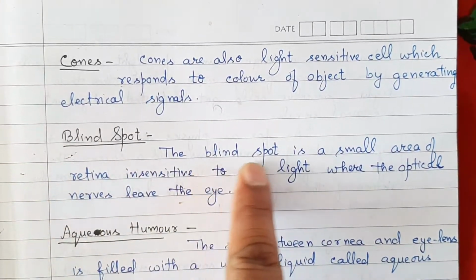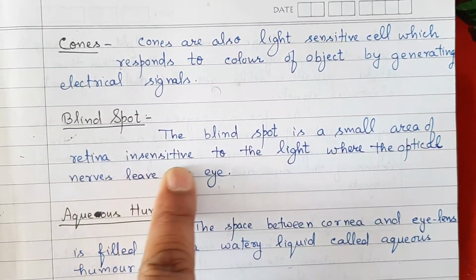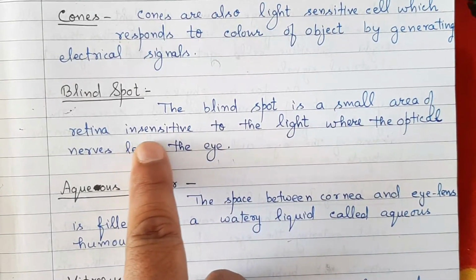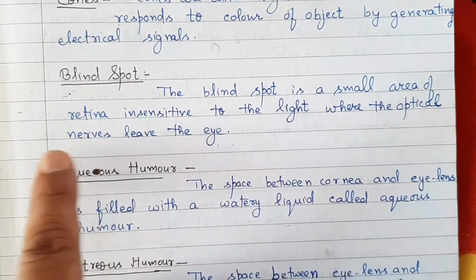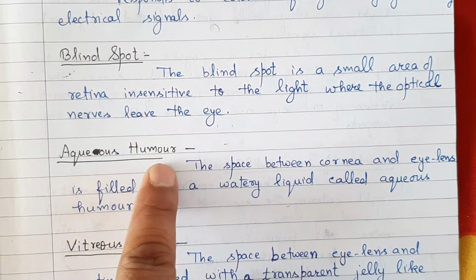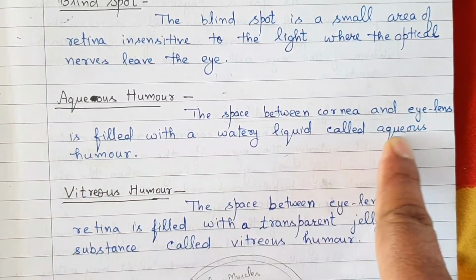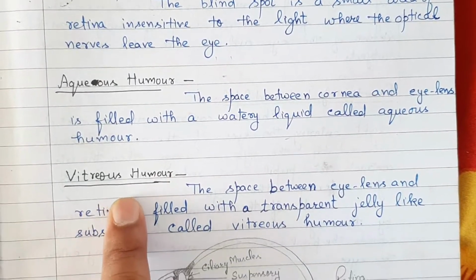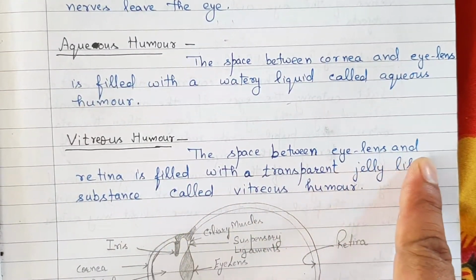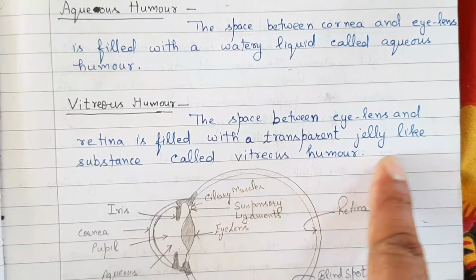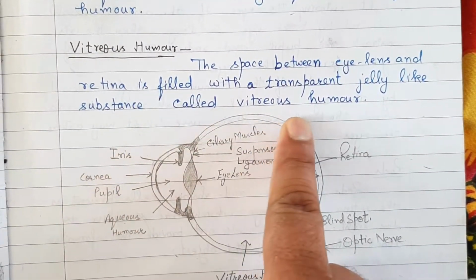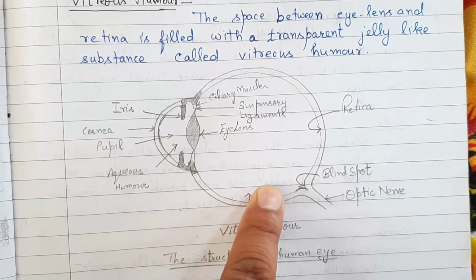Blind spot. The blind spot is a small area of the retina insensitive to light, where the optic nerves leave the eye. Aqueous humor. The space between the cornea and eye lens is filled with a watery liquid called aqueous humor. Vitreous humor. The space between the eye lens and retina is filled with a transparent jelly-like substance called vitreous humor. Figure shown.